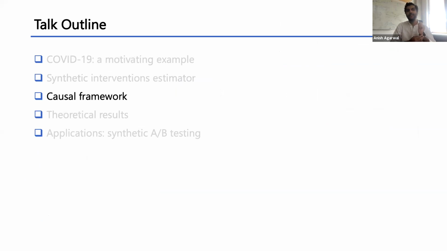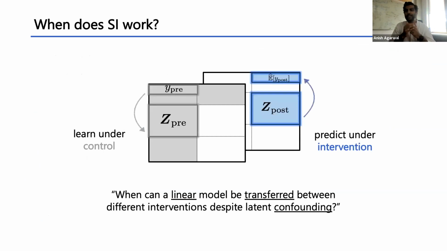And now, lastly, I'll go to the causal framework of when and why SI works before handing it off to Dennis to talk about the theoretical results. One thing that may be making you uncomfortable is that we learned this model under control, and then we applied it to make a prediction under intervention. So we learned a model under one interventional regime and applied it under a different interventional regime.